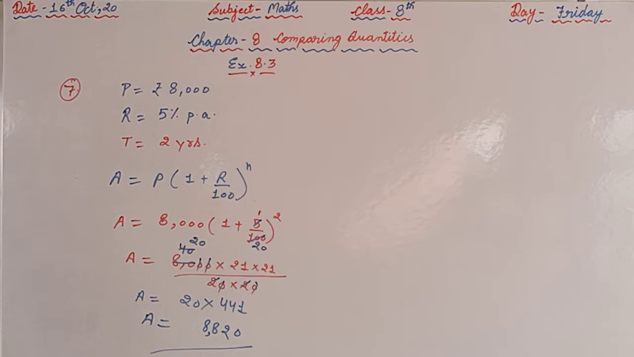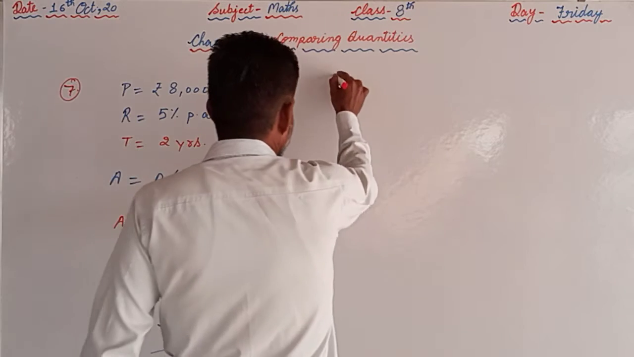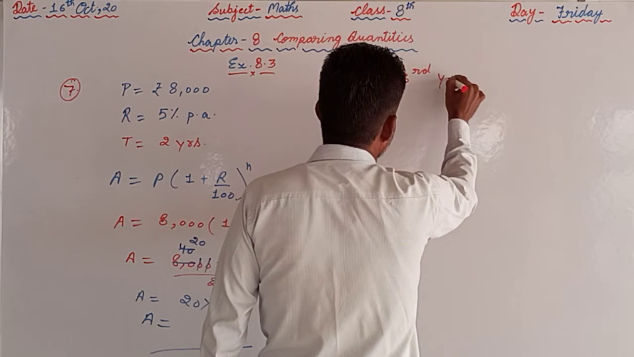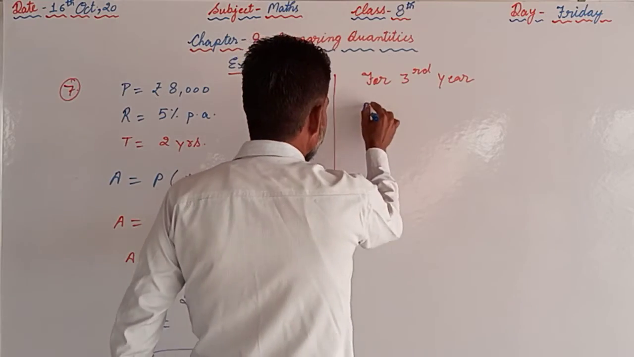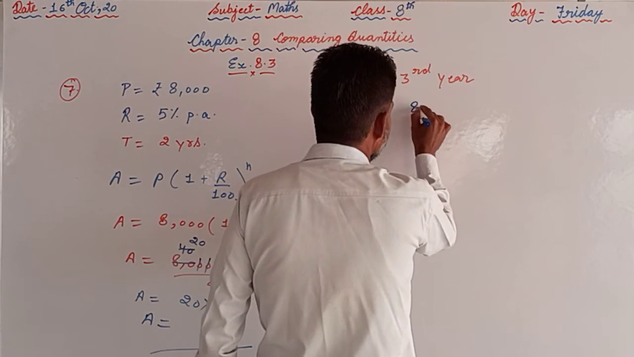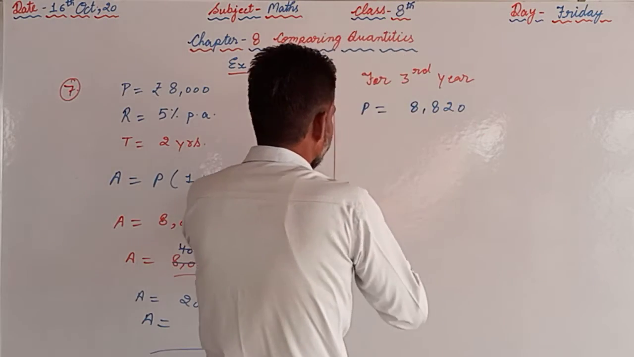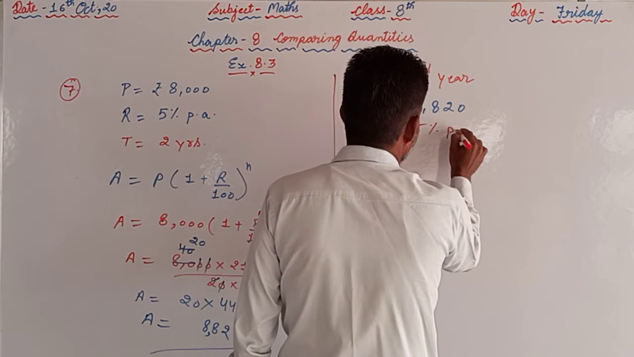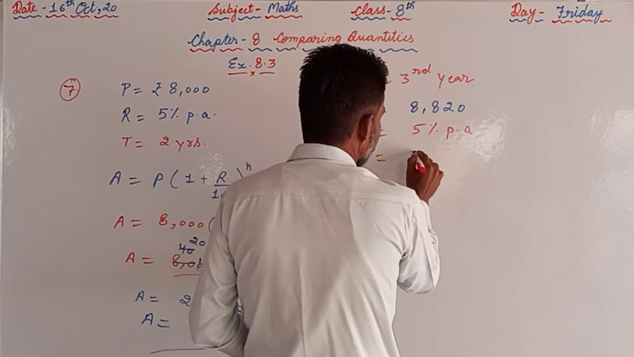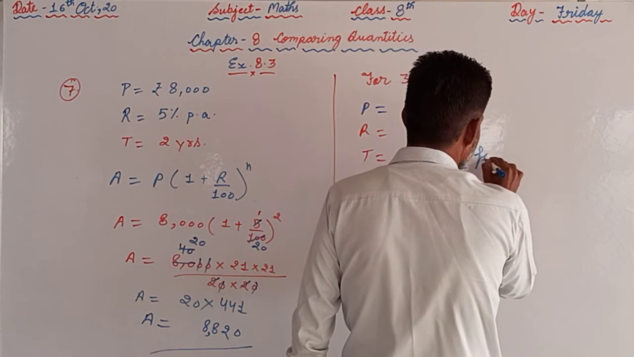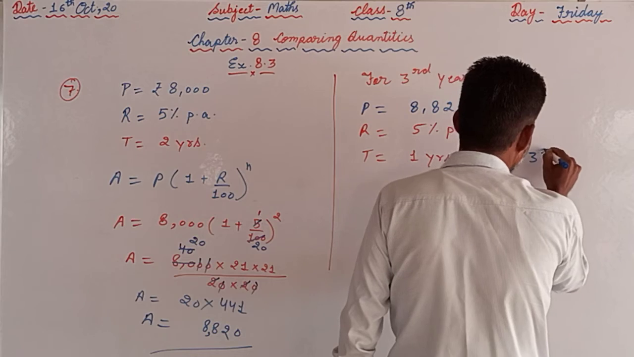Now for the third year, the principal for the third year will be the amount here. Whatever amount we got becomes our principal for the third year, that is 8,820 rupees, and the rate will be the same, that is 5% per annum, and time is 1 year, because we are supposed to compute only for the third year.